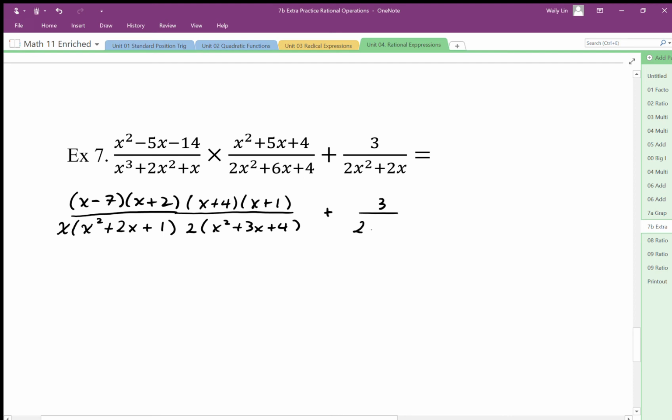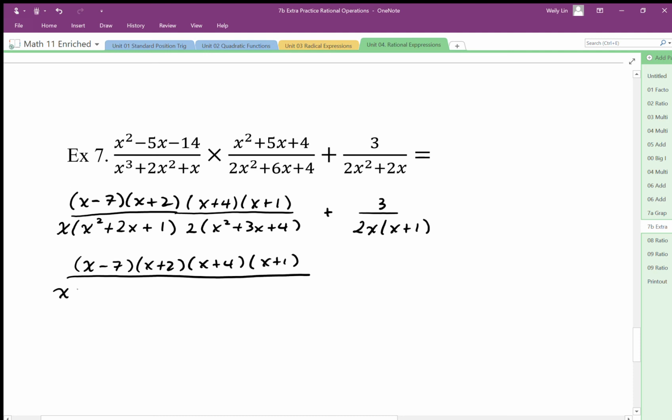And here the greatest common factor is 2x. So we end up with 2x times x plus 1. Okay, so we're going to factor the bottom here and see what we can cancel out. So this ends up being x plus 1 times x plus 1, or x plus 1 squared.